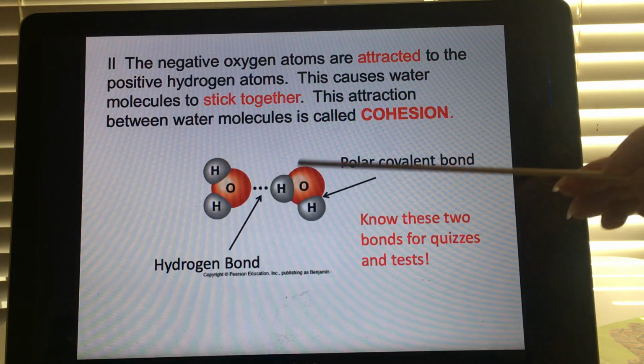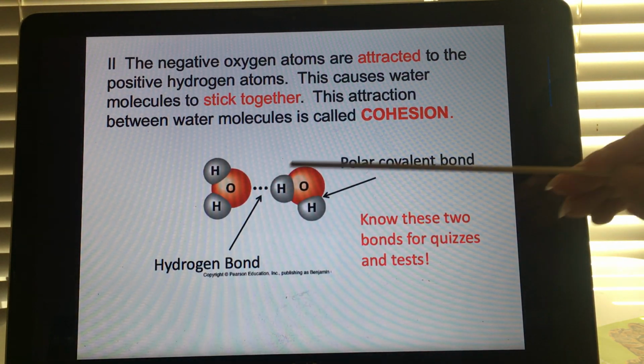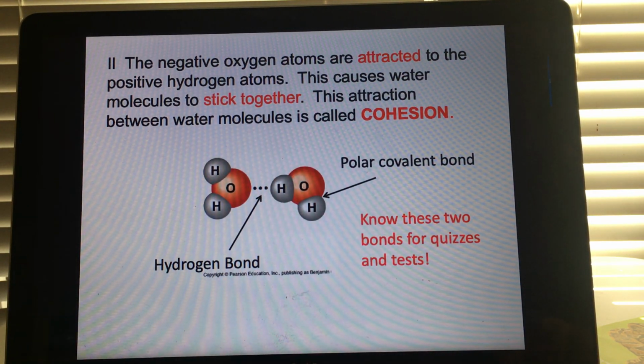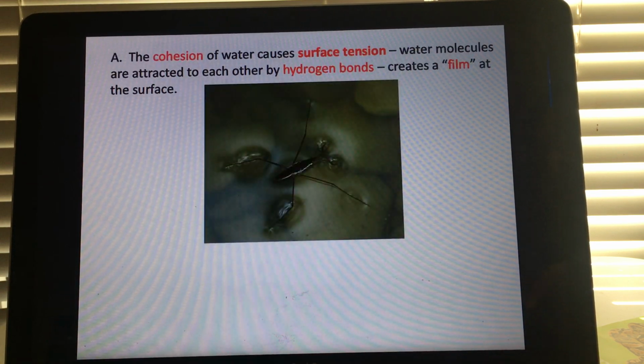You are going to be required to be able to identify these two different bonds for tests and quizzes. So make sure you study them. You might want to make flashcards with those pictures if you have not had chemistry already.